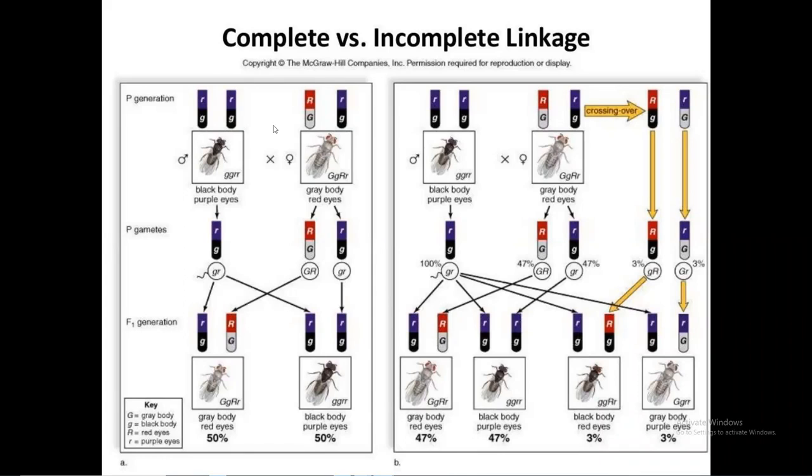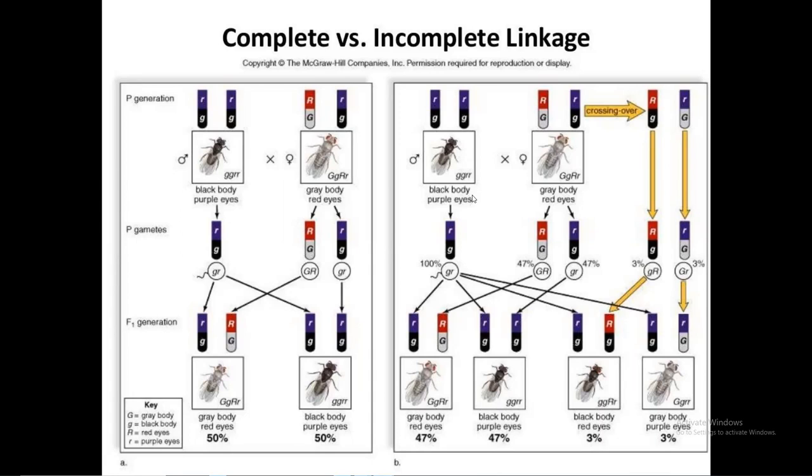So this is complete linkage. This is incomplete linkage. When you are saying genes are completely linked, it means there is no possibility of crossing over. This is a simple cross. Here, incomplete linkage means there is a possibility of crossing over.